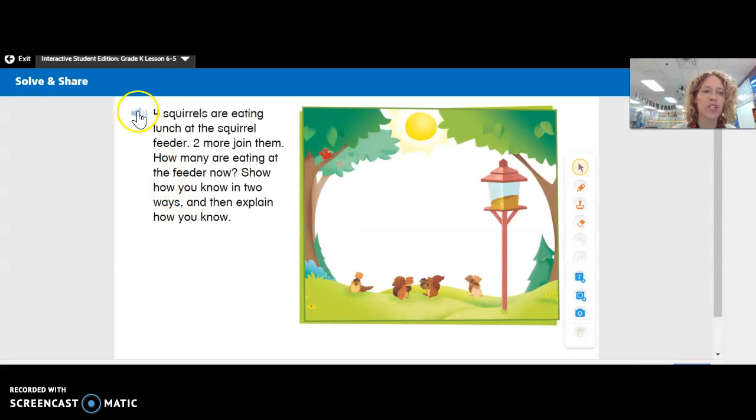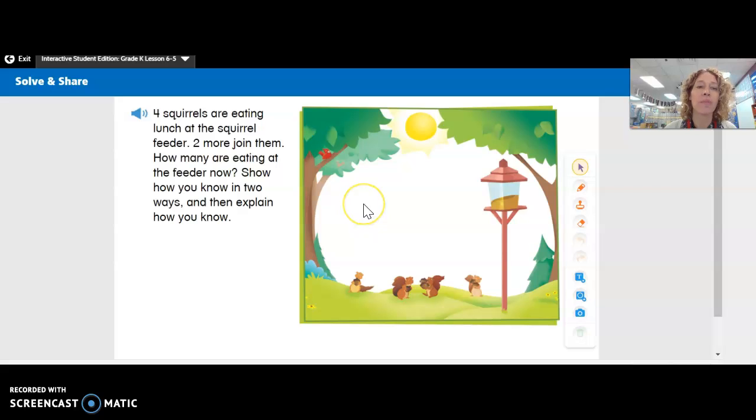Listen to the solve and share. 4 squirrels are eating lunch at the squirrel feeder. 2 more join them. How many are eating at the feeder now? Show how you know in 2 ways, and then explain how you know. All right, so we're going to have to show 2 different ways to do this problem.